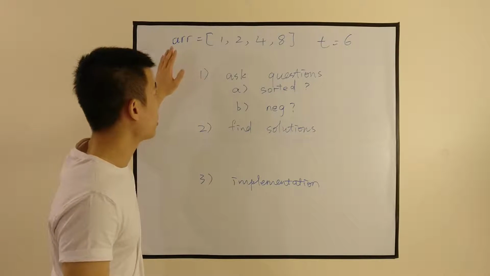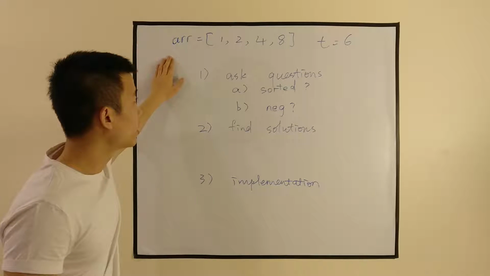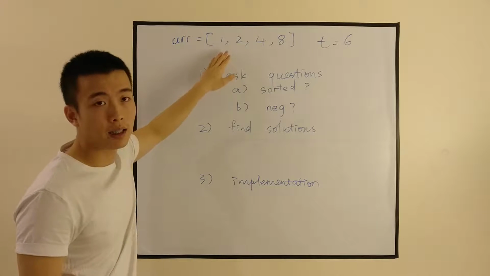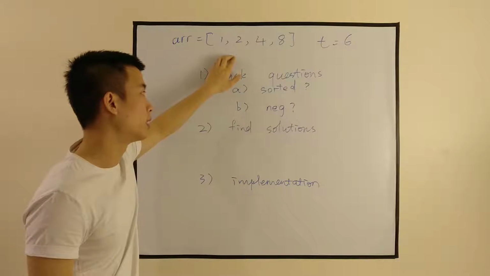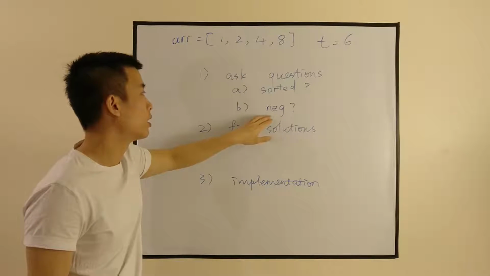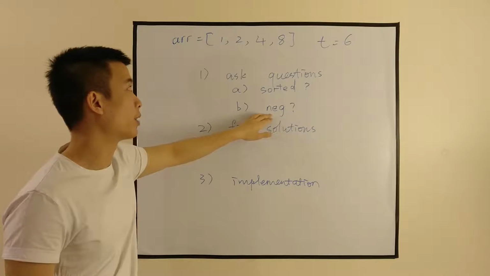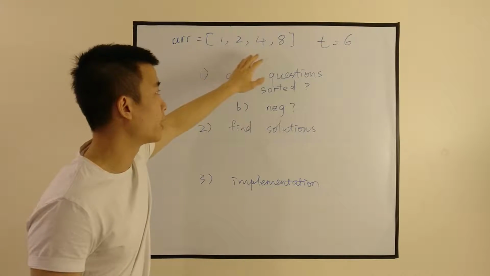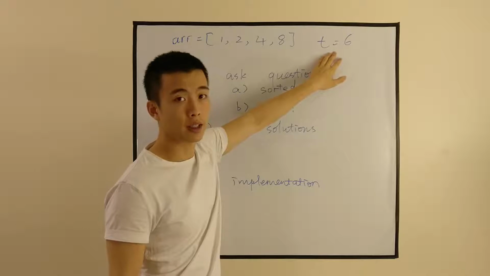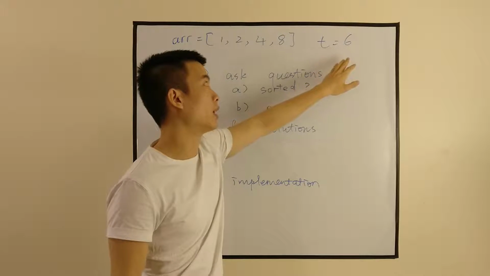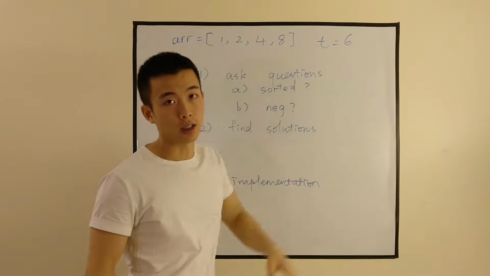Is the integer array sorted? Because it is not specified in the question itself. And can the integer array contain any negative values? Or can the given target t be a negative integer?